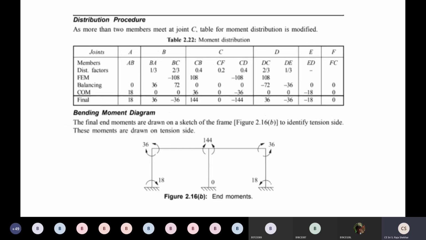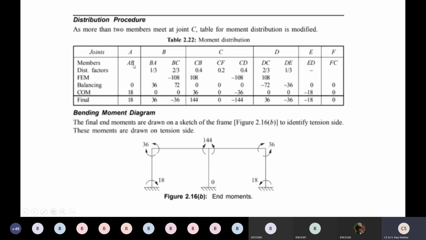Next, we have to draw the moment distribution table. We need to be careful while drawing this table. First, we have to draw the joints. We have joint A, joint B, joint C, joint D, and joints E and F. After that, we need to write the members meeting at each joint.